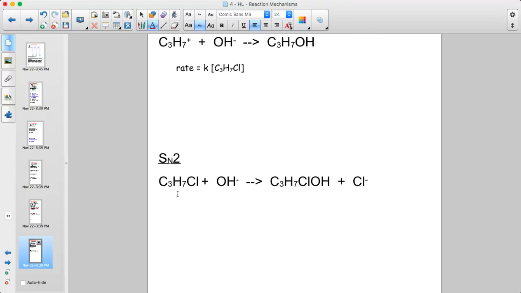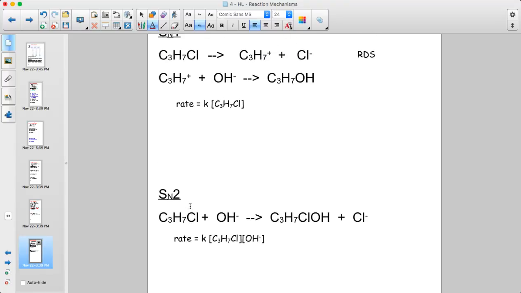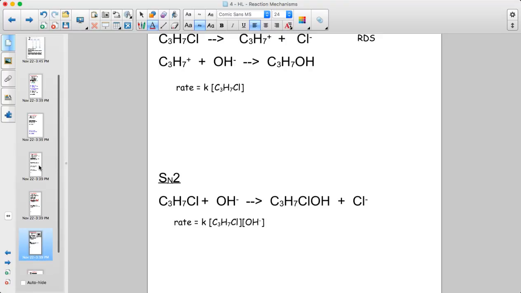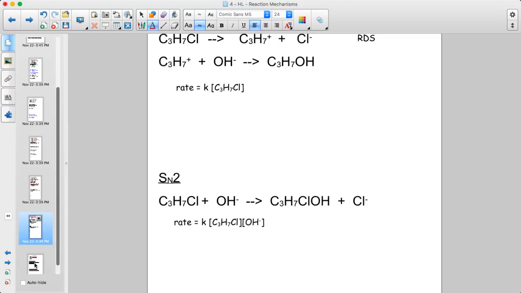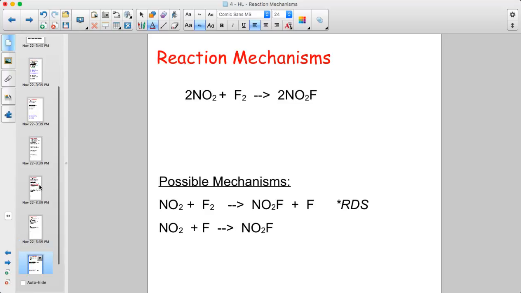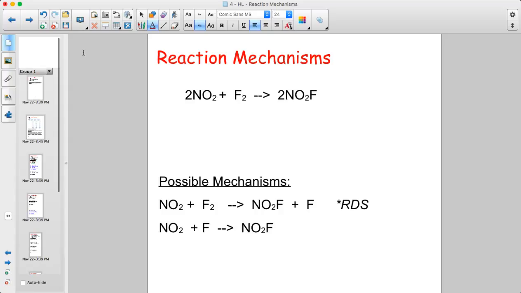it follows a different kind of mechanism, only believed to take one step, therefore it has to be the rate determining step. And there's evidence that both hydroxide and the halogenoalkane have an effect on the rate, and so this is the rate equation. And so when we learn SN1 and SN2 reactions in the not too distant future, that's where the names are coming from. A reaction where the rate determining step involves one molecule, or where the rate determining step involves two molecules. And then there's more practice here. We'll check out some more in class. But that's reaction mechanisms and evaluating reaction mechanisms.